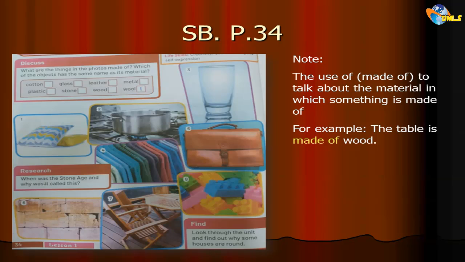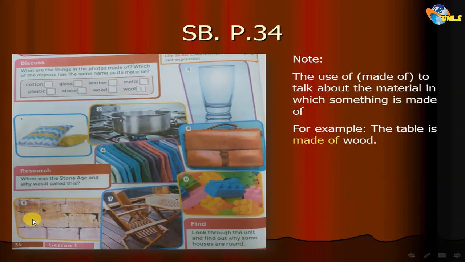Okay. For example, number 1, the cushion. This is the cushion. It's made of wool, right? What about this? Number 2, pan. The pan. Yep, it's made of metal, right? And what about this nice cup? Yep, it's made of glass. What about our clothes, t-shirts, shirts, and so on? Yep, it's made of cotton. What about this nice bag? Leather.